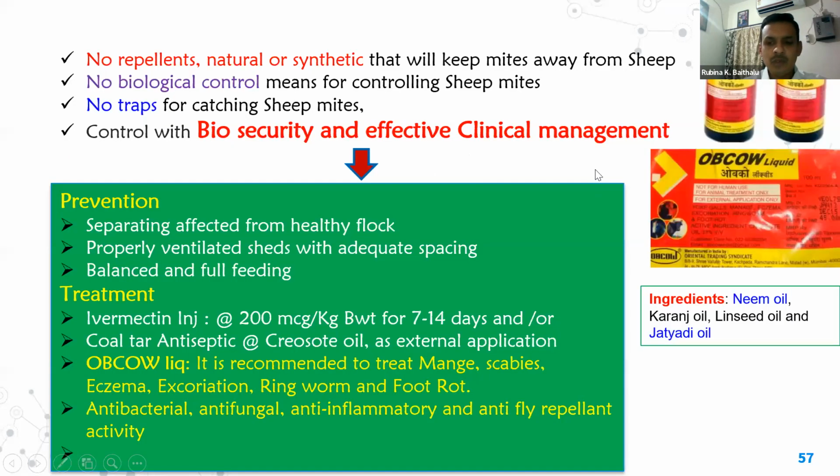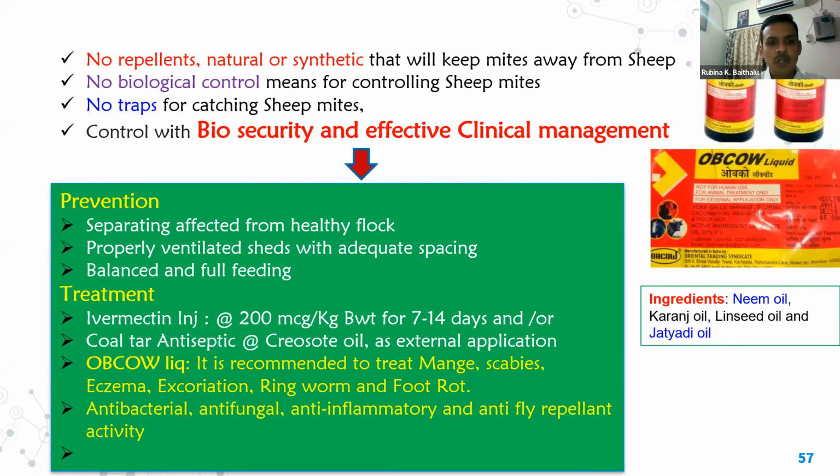If you talk about mite control, there is no repellent, natural or synthetic, that will keep mites away from sheep. There is no biological control means for controlling sheep mites, and there is no trap for catching them. So the only methods of controlling the mites are biosecurity and effective clinical management. You have to take prevention into consideration, separating the affected from the healthy flock so that the disease cannot be transferred to the healthy ones.